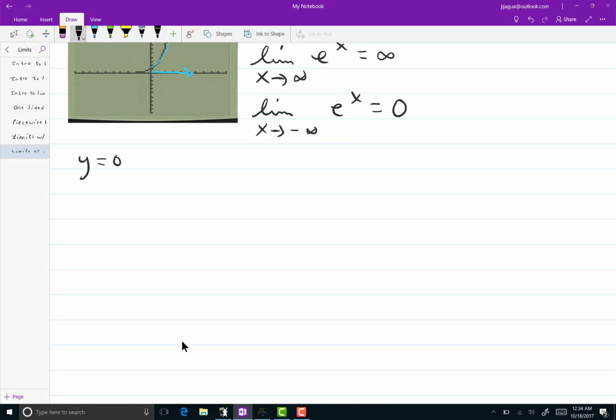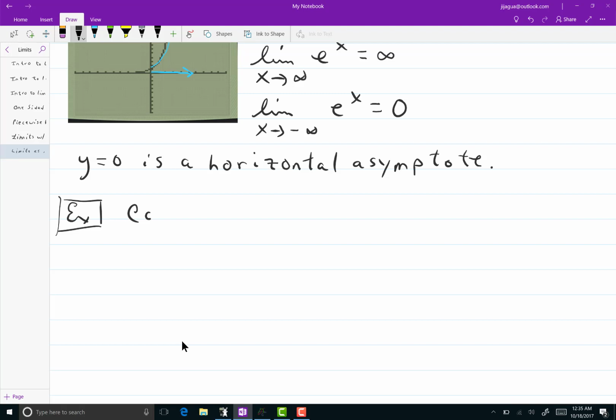Last time, we did a function that's an inverse, and I'm going to do the same thing here. Make note that y equals 0 is a horizontal asymptote of this graph. As arctan is the inverse of tangent, the natural log function is the inverse of e to the x. So let's try to figure out the limit as x goes to infinity of ln of x.